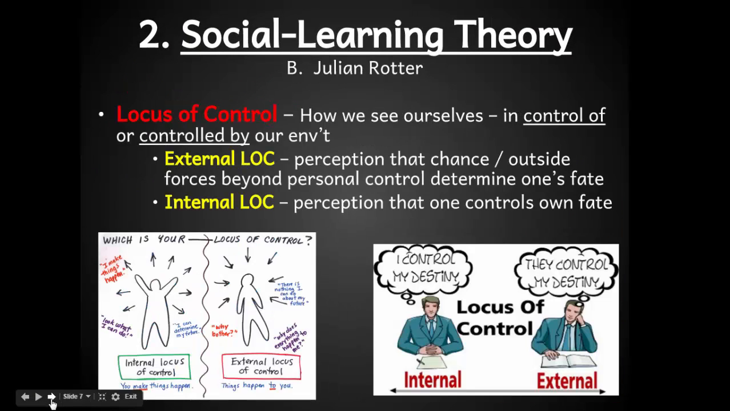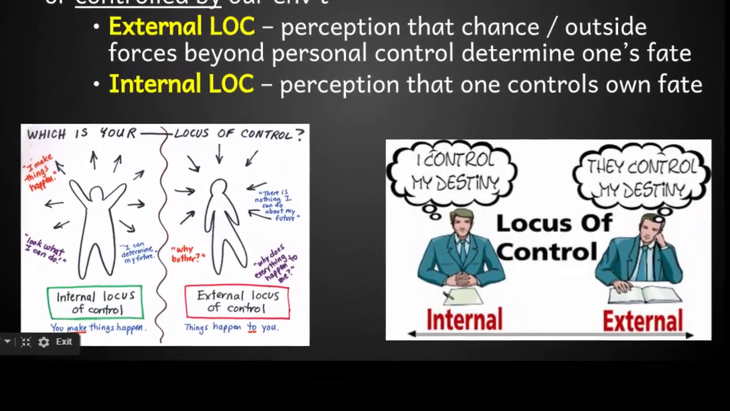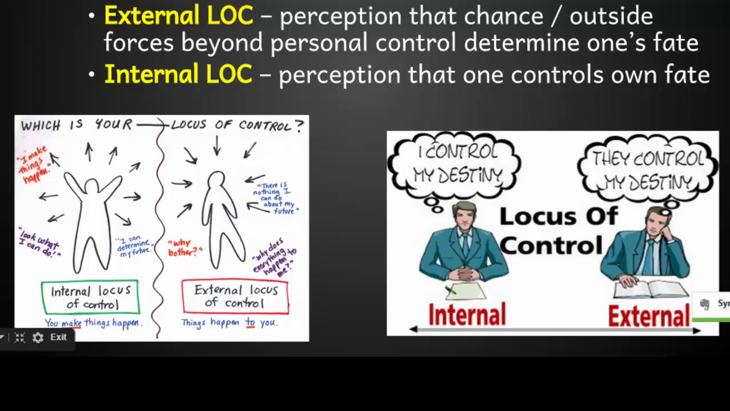Moving on to another social learning theorist, Julian Rotter. Julian Rotter has a term called Locus of Control. Locus means center. It's how we see ourselves in terms of our center of the control that we have. Are we in control of, or are we controlled by our environment? And if you look at the pictures that I included on the bottom, you'll see that we have either an internal or an external locus of control.